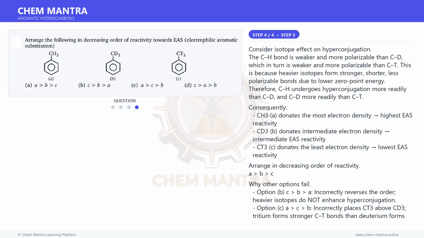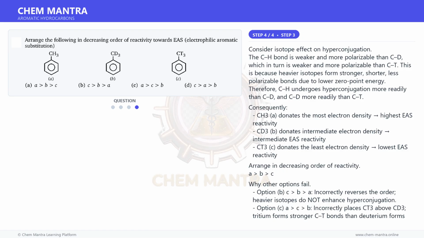And for the final step, consider the isotope effect on hyperconjugation. The C-H bond is weaker and more polarizable than C-D, which in turn is weaker and more polarizable than C-T. This is because heavier isotopes form stronger, shorter, less polarizable bonds due to lower zero-point energy. Therefore, C-H undergoes hyperconjugation more readily than C-D, and C-D more readily than C-T.